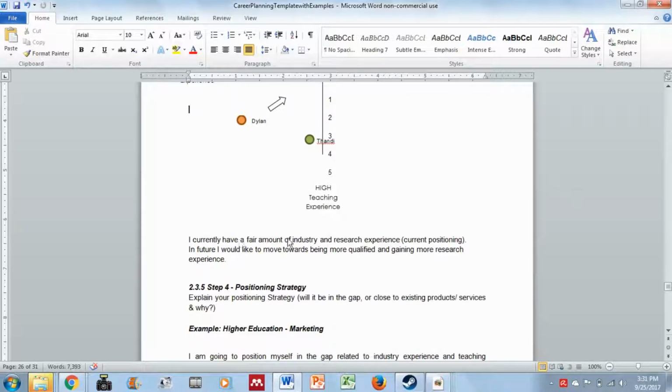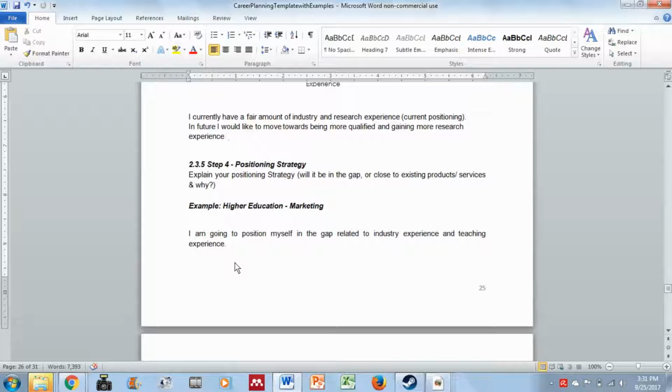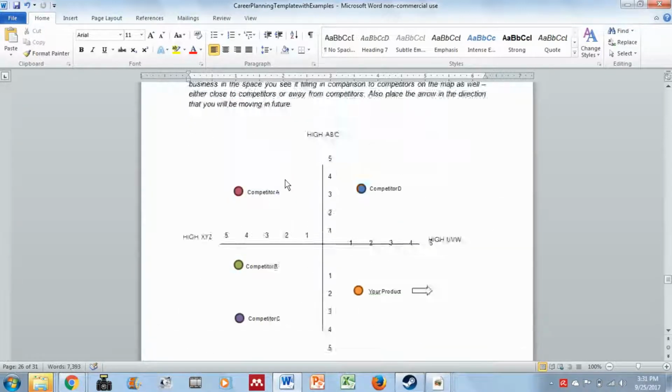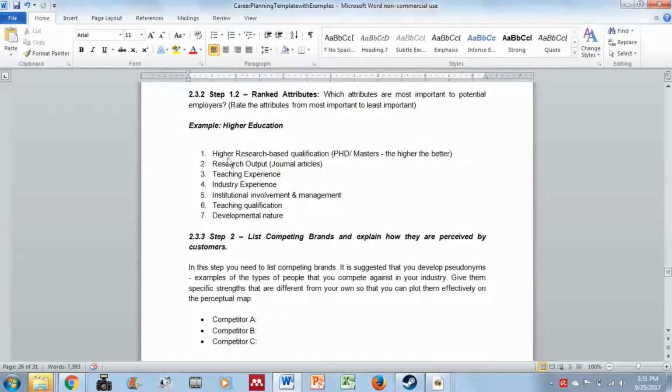I currently have, I explain it, and you need to do that too. I have a fair amount of industry and research experience. In future, I would like to move towards being more qualified and gaining more research experience. Okay. Then, positioning strategy. Why is that important? Well, because in terms of the ranked attributes, those are very high on the list.